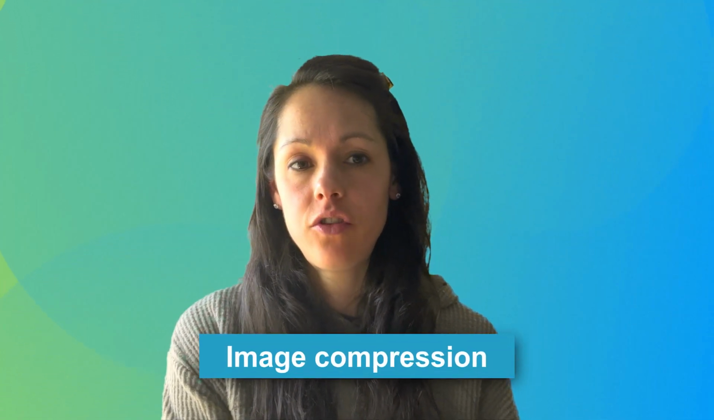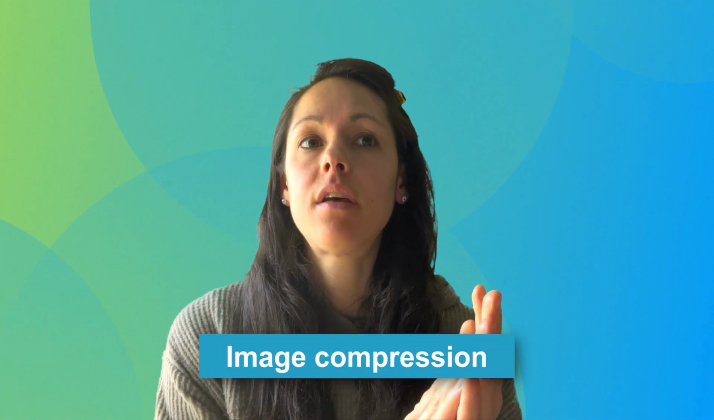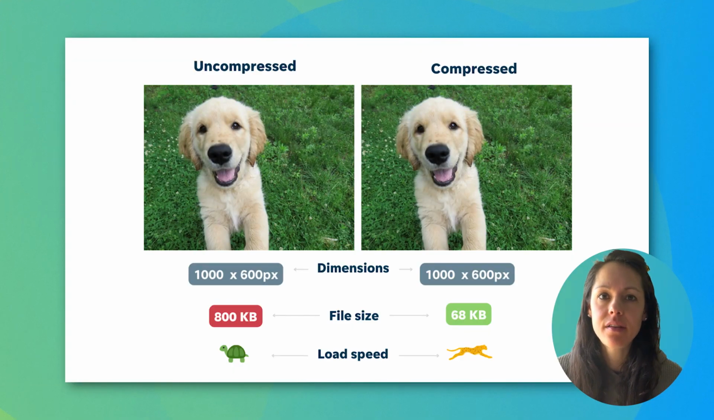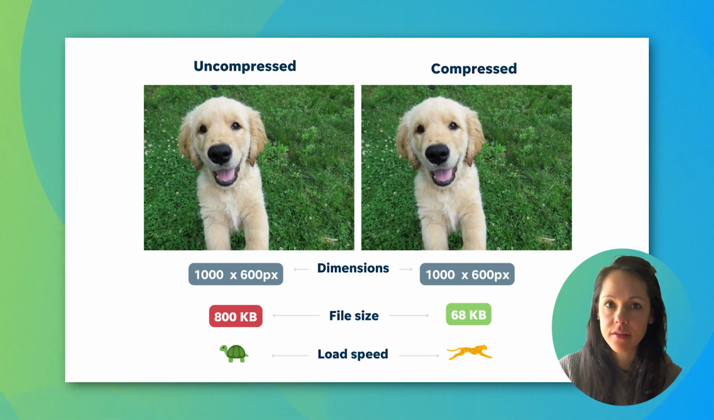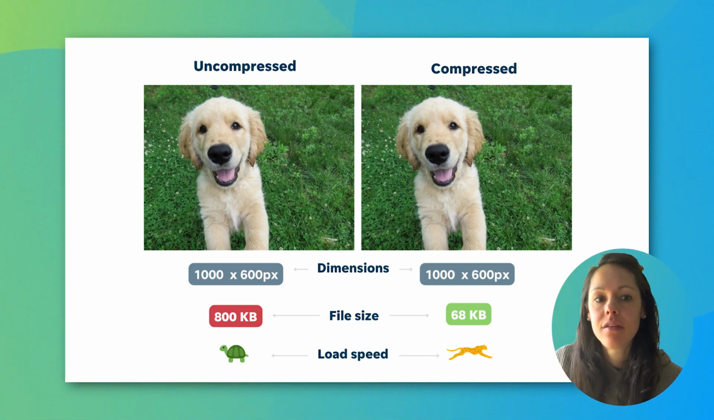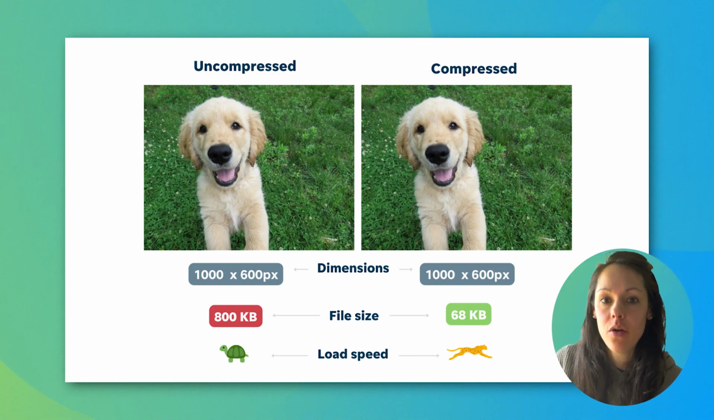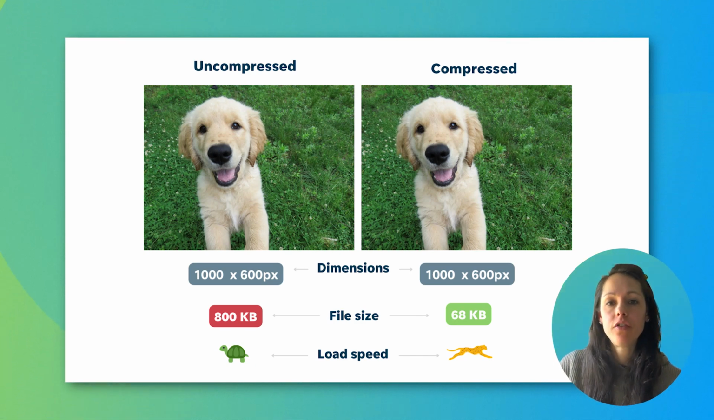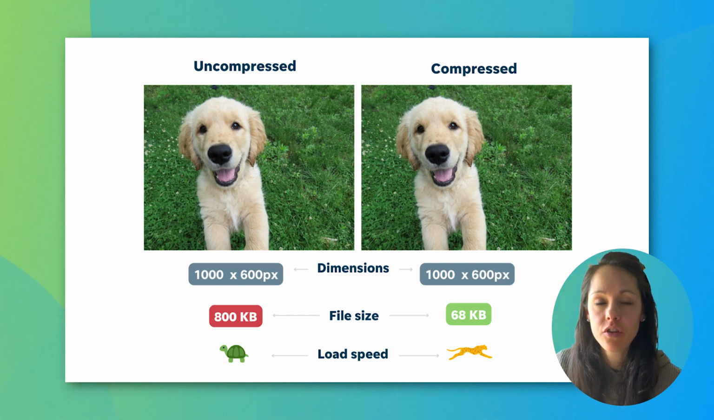The second thing you want to do is compress your images. So this just means making the size of the image smaller without sacrificing quality. And by size, I'm referring to the file size and not the dimensions. The larger the image file size, the longer it's going to take to load, which is going to slow down the speed of your page. And as we know, page speed is a major ranking factor. So what you'll want to do is use an image compression tool.